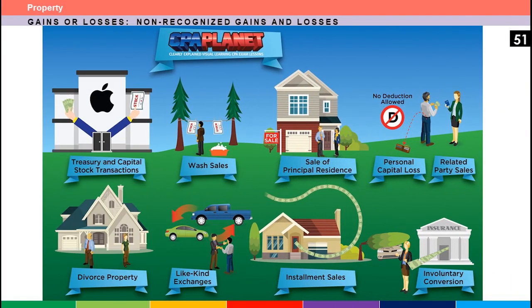Just to give us an overview once again, here is a memory power image with all of the non-recognized gains and losses in one image. So you can remember this image, and that will really help you remember these. Not all the detailed rules are in the image, but you can remember what is a non-recognized gain or loss. So if you keep this image in your head and you see a wash sale on the test, you can remember the guy with the wash sale and say, oh yeah, that is a non-recognized gain. Like-kind exchange, installment sale, personal capital loss. It's all here in the image. So just remember this memory power image as an aid to your CPA studies in this area.